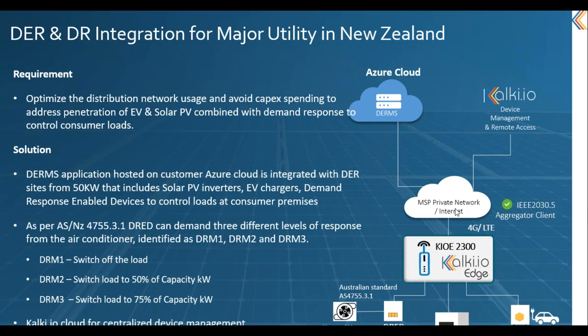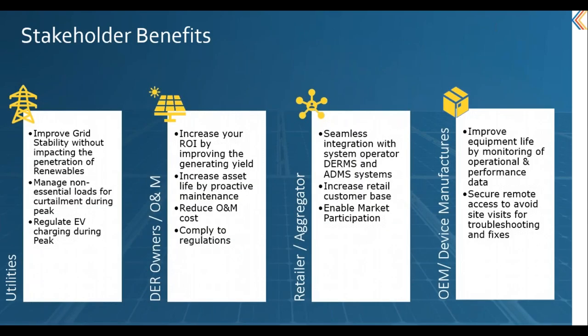So these are the two use case studies, and we can wind up by listing a few benefits for the stakeholders. For utilities, this 2030.5 solution is used to improve the grid stability without impacting the penetration of renewables. It is used for managing non-essential loads for curtailment during peak demand, and also for regulating the EV charging stations during the peak demand period.